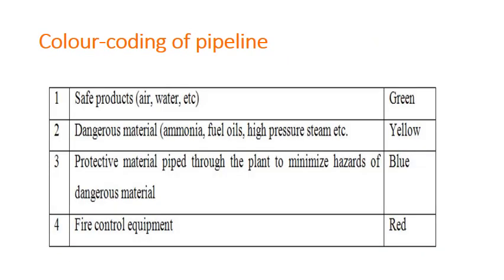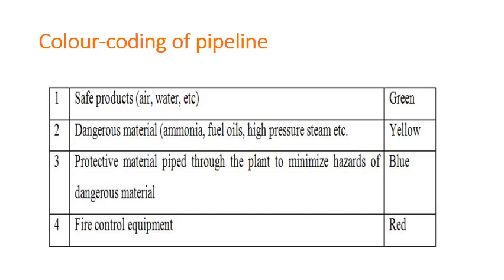Here is one important safety requirement, that is the color coding of pipelines. In the dairy plant, there are different kinds of pipelines which carry different kinds of liquids or other agents, and they have different degrees of risk or safety. Number one, the pipelines which carry all the safe products like air or water will have green color. The pipelines which carry dangerous material like ammonia, fuel oils, high pressure steam, etc., will be yellow color.